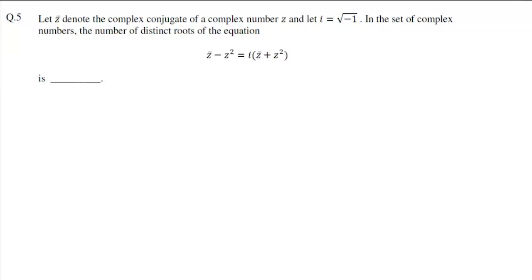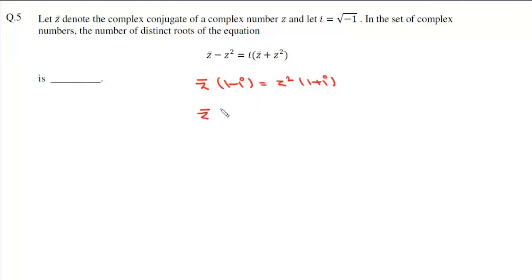Now here it says if z bar denotes the complex conjugate of a complex number z in the set of complex numbers, the number of distinct roots of this equation are... Now what we'll do is we'll take z bar together and z square together. So we can write z bar into 1 minus i is equal to z square into 1 plus i. What we'll do is we'll multiply both sides with 1 minus iota.